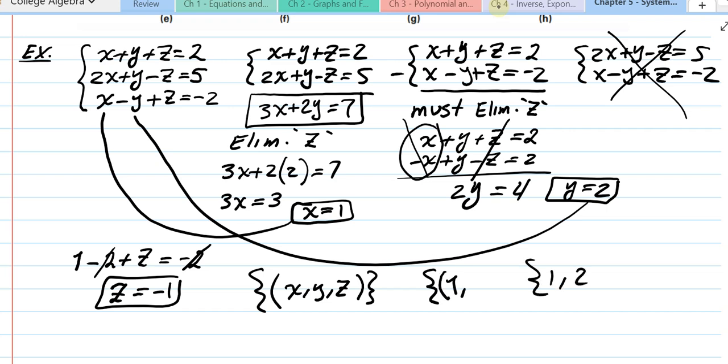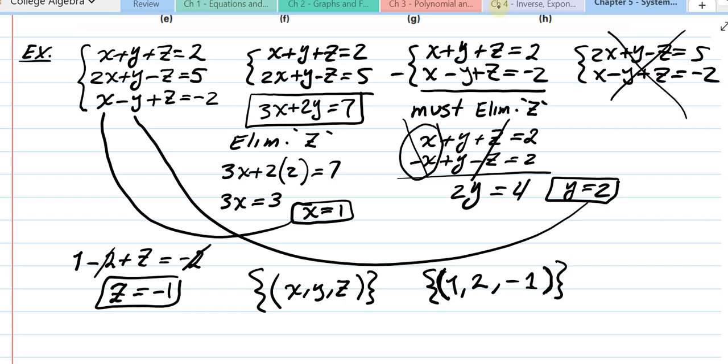Don't do 1, 2, negative 1 like that. That's incorrect, because it's not in parentheses. That would imply that we have an ordered set of numbers. The ordered triple: x followed by y, followed by z. And there you go. We keep them alphabetical.